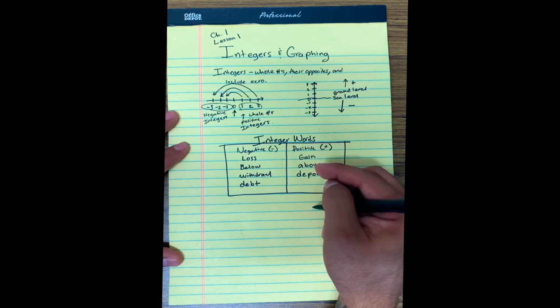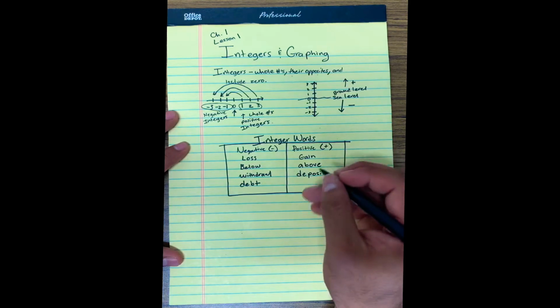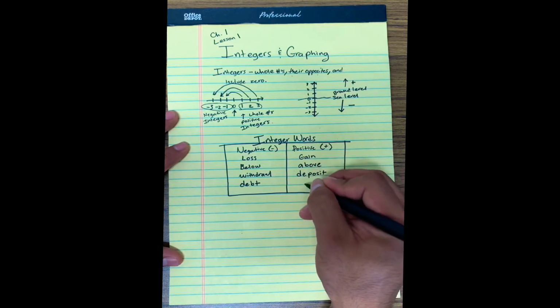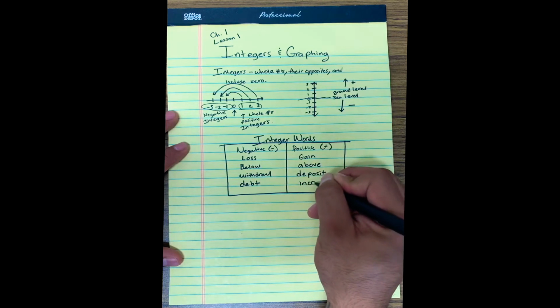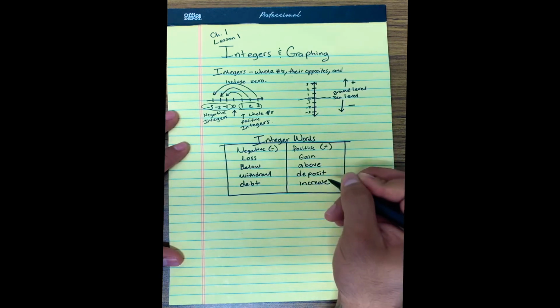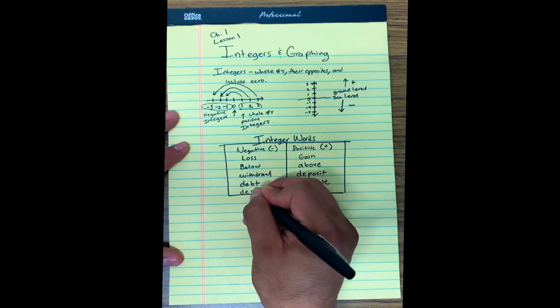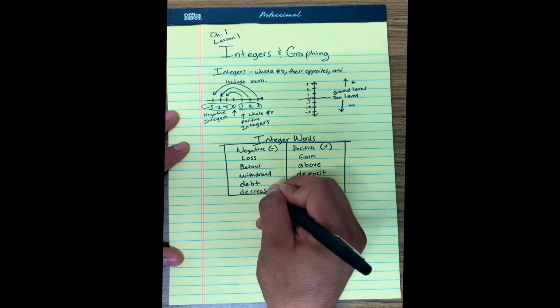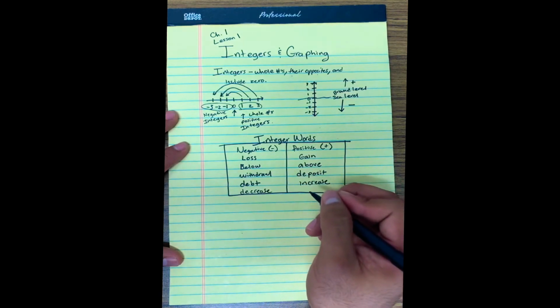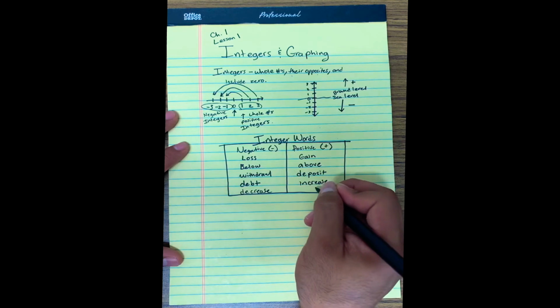So if I were to say I deposited $100 into my bank account, deposit lets you know that I'm talking about a positive 100. Deposit $100 in my bank account. That would be a positive 100. That's the integer that would represent.